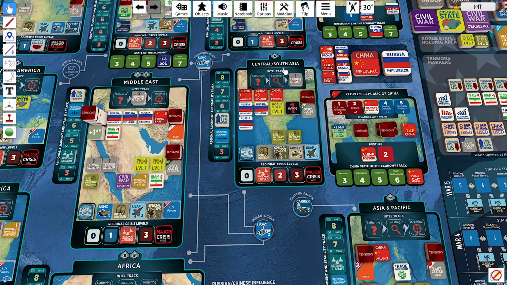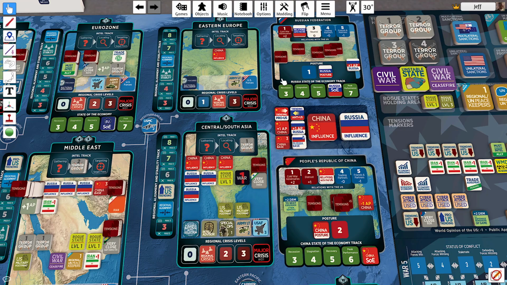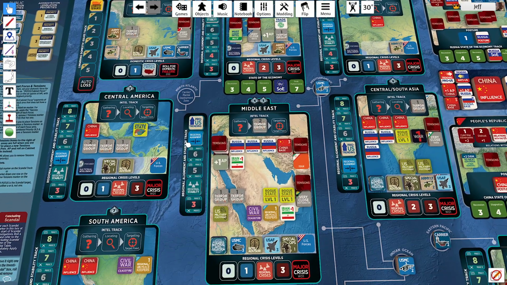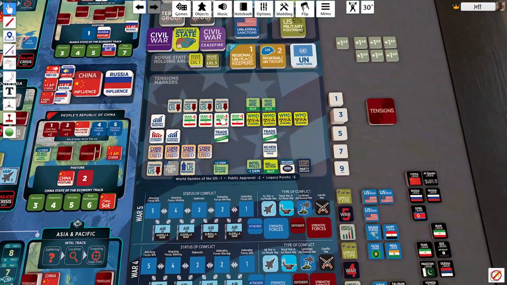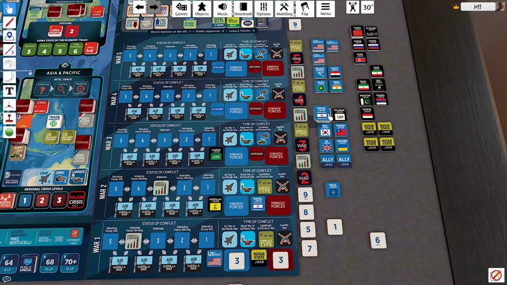Hold on, let me think about this. We said it was a 6, but the +7 is 13. But they get a +1 because the Middle East regional alignment is 6 or higher. So that actually makes it a 14. So they're doing an air missile war against Israel. That just means that these are coming off. It's Iran against Israel, and it's an air missile war only.